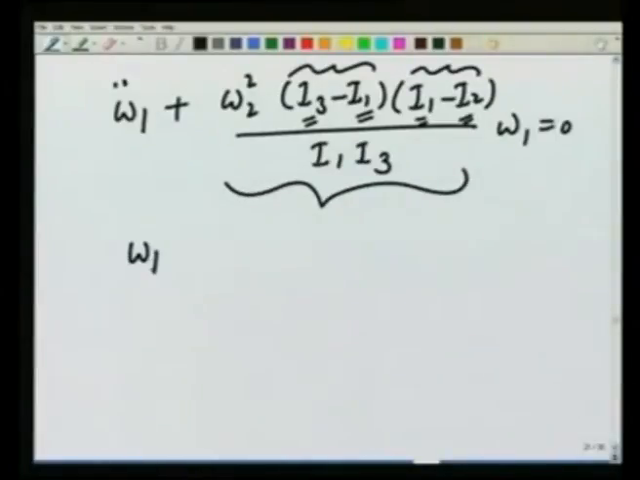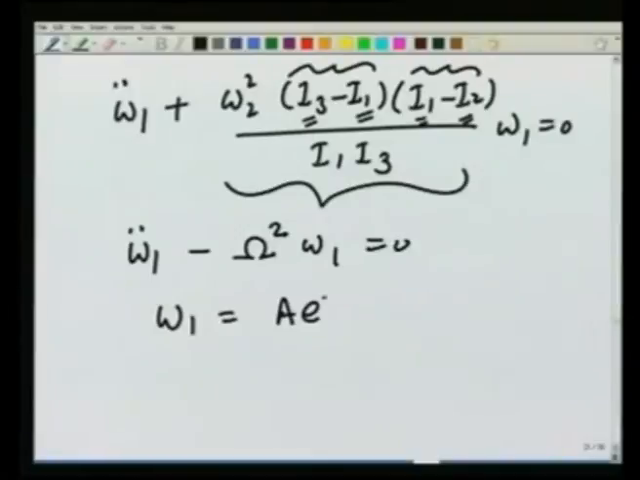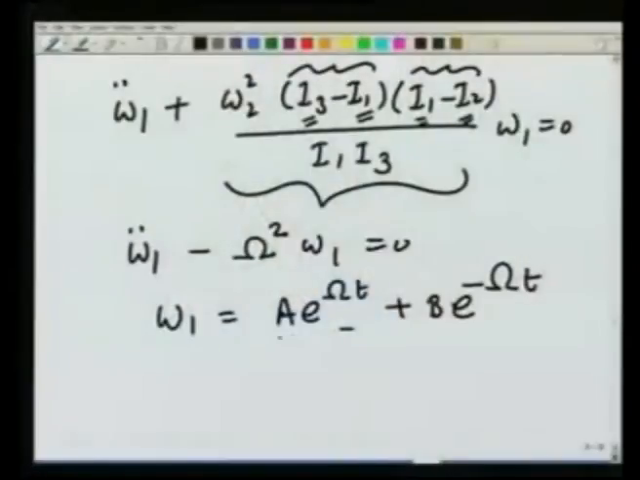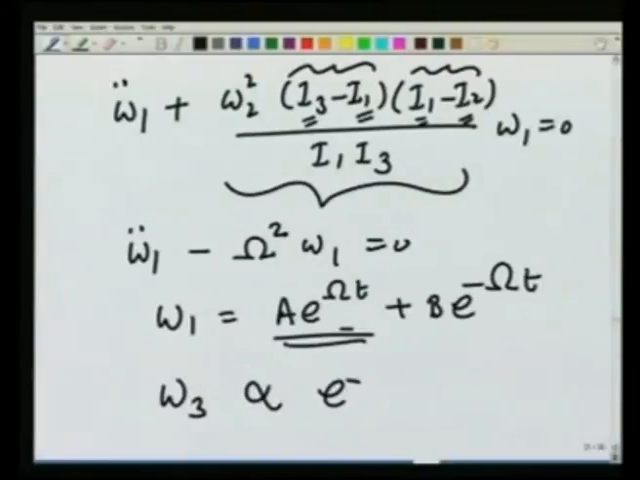Let me write this as omega 1 double dot minus omega square omega 1 is equal to 0, and the solution for this is of the form A e raised to omega t plus B e raised to minus omega t. So whereas earlier when we gave spin about the axis which has the smallest or the largest moment of inertia, the other two angular velocity components were just changing periodically slightly. Now omega 1 grows exponentially. You can similarly show that omega 3 would also be proportional to e raised to omega t.